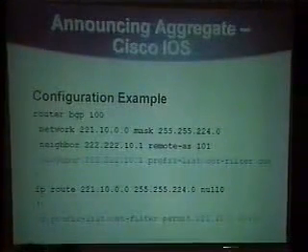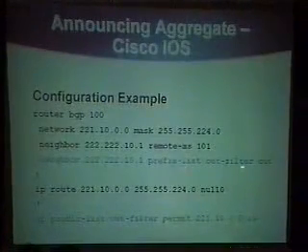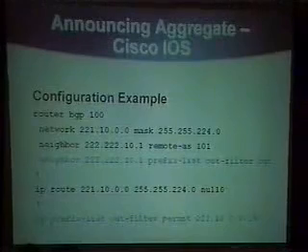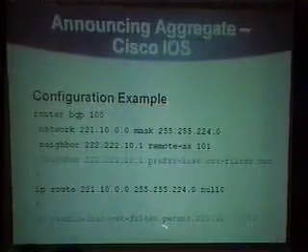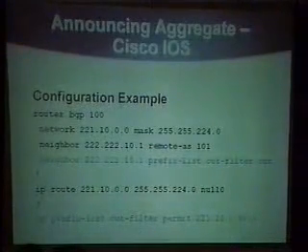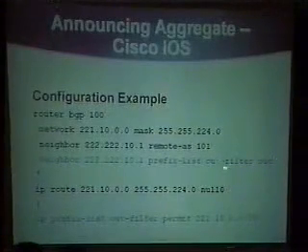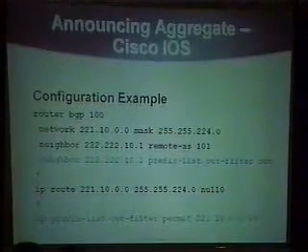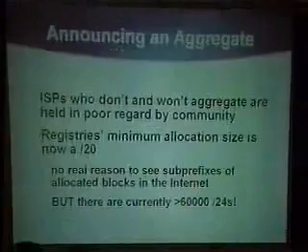Announcing the aggregate. Well, this isn't hard either. Just make sure your prefix filter list includes your aggregate. And it's very, very simple to do. IP prefix list, permit your /19 or whatever it is. Okay? And just have the neighbor statement with the prefix filter put in there. So it's a simple way of announcing your aggregate.